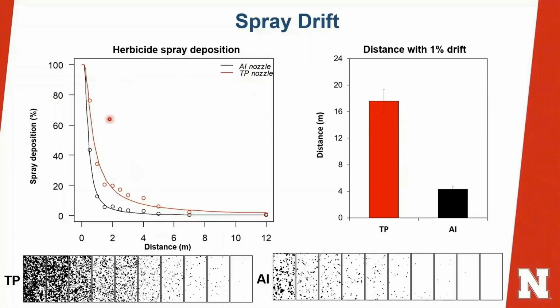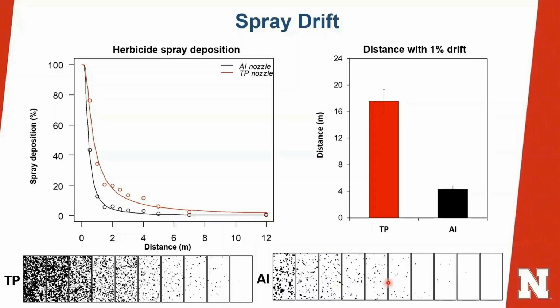And you can see here that we consistently had more drift, more deposition with the flat fan nozzle, the TP nozzle. We can see this as well in these water sensitive cards that we had at different downwind distances from the nozzle. The card closer to the left is closer to the nozzle, and the one on the right is far away from the nozzle, at the 40 feet distance. And you can see the drift profile with the flat fan TP nozzle and the drift profile with the air inclusion nozzle.